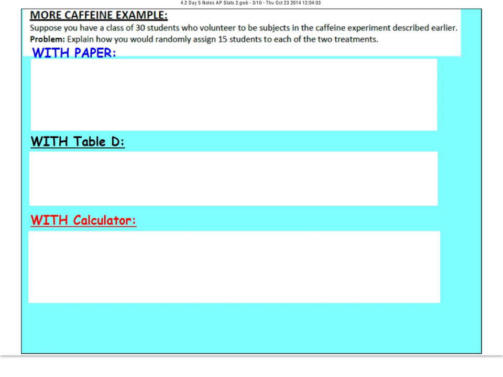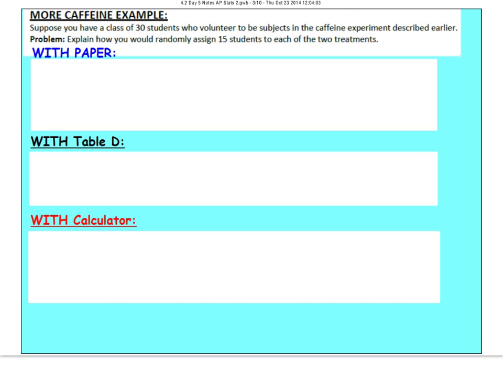So let's think back about the caffeine example we just talked about. Suppose we have a class of 30 students who volunteer to be subjects in the caffeine experiment. Explain how you would randomly assign 15 students to 2 treatments, where treatment 1 is you drink caffeinated soda, treatment 2 you drink decaf soda. I'm going to show you 3 different ways to explain this. Again, the most common is going to be with paper, but if you say it properly on a free response, you could use either method for the explanation.